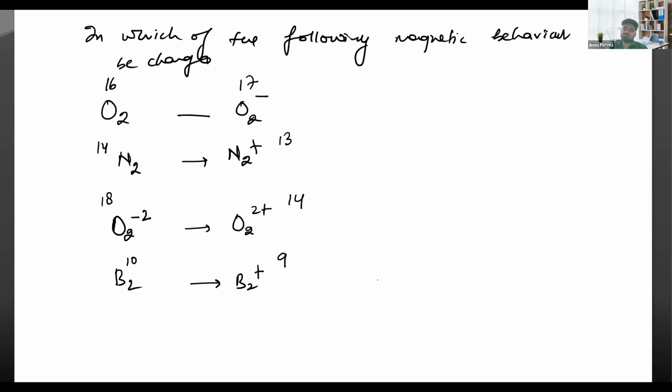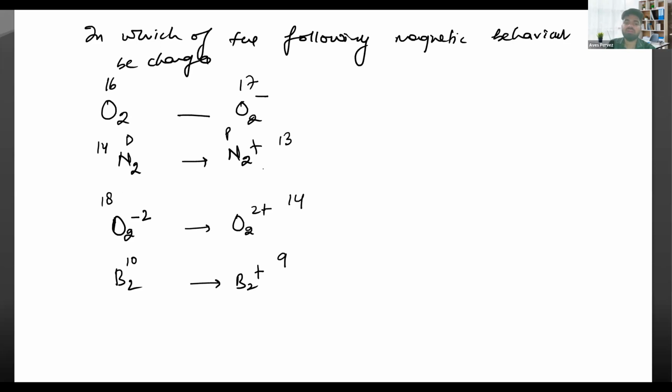N2 is diamagnetic. When it changes to N2 positive, it will become paramagnetic. Yes, it is diamagnetic because it has fully filled orbitals, but when it loses an electron, it will become paramagnetic in nature.